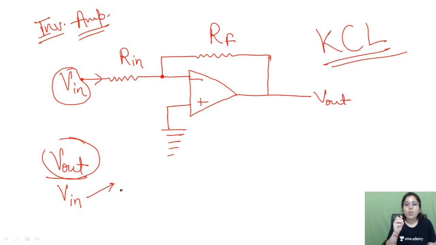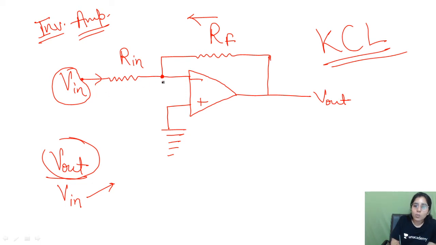Feedback means whatever output you got, some part of that output voltage will go back towards the input side. That means which direction? This direction. Clear? So now at this junction, all the currents will be what? Entering current. Is there any current which is going out from that junction? We can just consider the two currents right now. Okay. Now next point. So when we are considering these two currents in this way, what will happen?